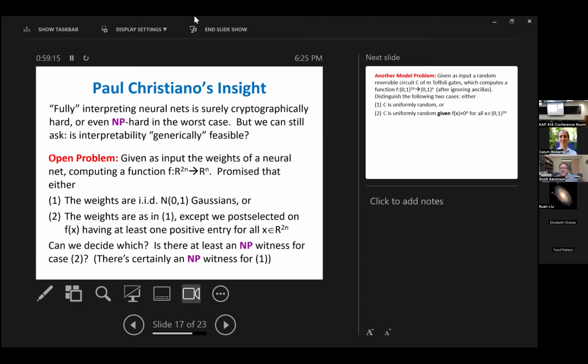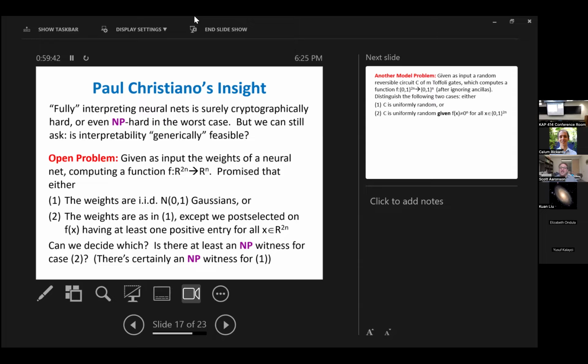I mean that all the weights are independent Gaussian random variables with mean 0 and variance 1, let's say. Just a standard model for what a neural net might look like at initialization before you start training it, right? And then the second possibility is that the neural net has a very, very special property that a random neural net would not have.